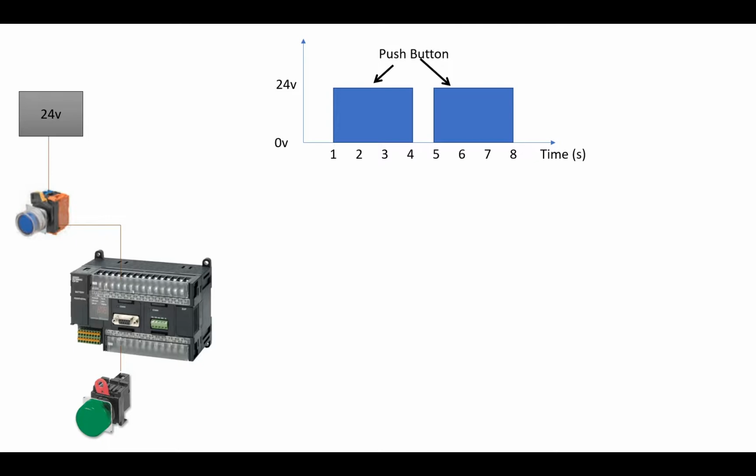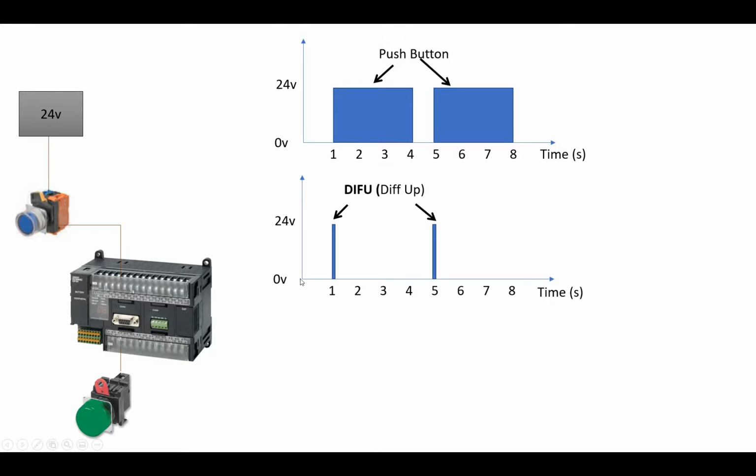I have the option to configure my contact as either a diff up or a diff down. For a diff up, the logical value will stay at 0 as the button isn't pressed. But as soon as the button is pressed, it will go up to a logical 1, but will only stay at a logical 1 for a single cycle. It will then come down and be at 0 again, and will remain at 0 for this 5 seconds. Contrast that to the push button when it's pressed, it stays logical 1 for the whole 4 seconds. When the button is pressed again, this is repeated, and I get one logical 1 for one single cycle.